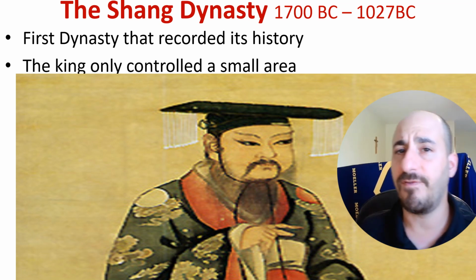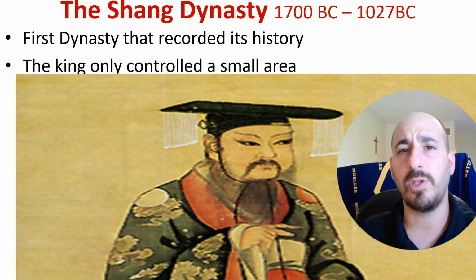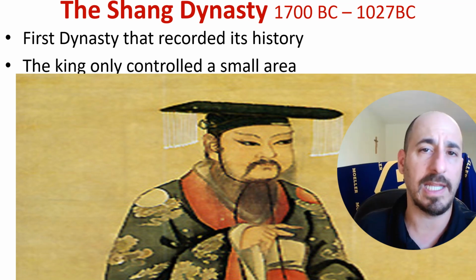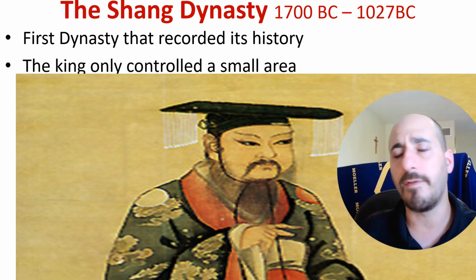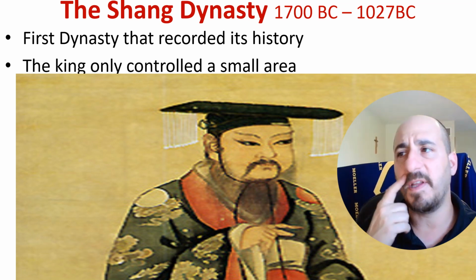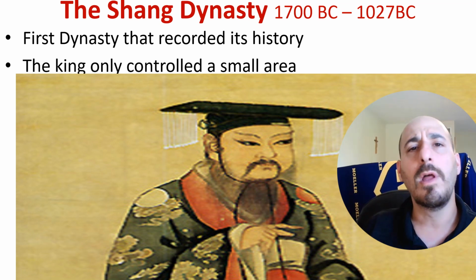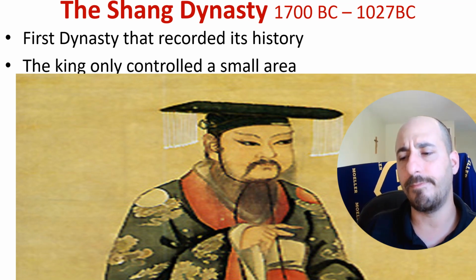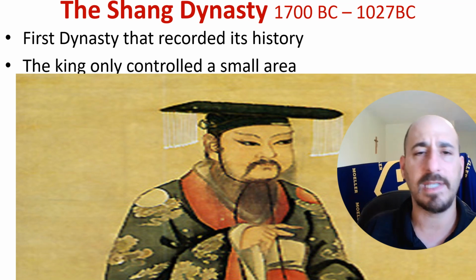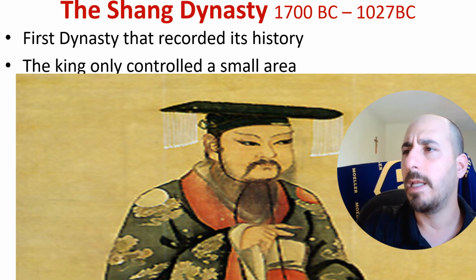And that's actually pretty similar to the way that Europe was laid out during the feudal system, and we'll cover that later in the Middle Ages. But the king only has a small area of control, and then he has people who are loyal to him outside that area.